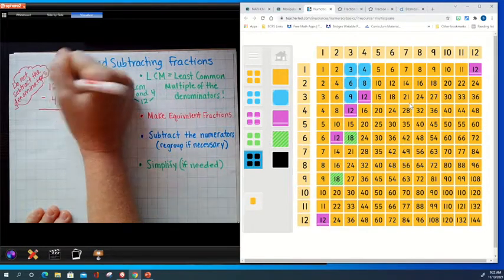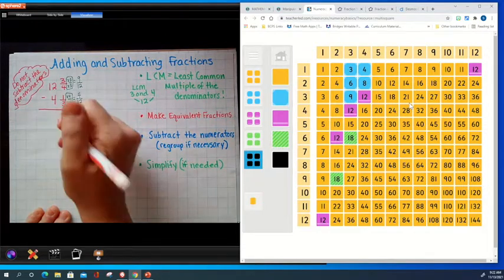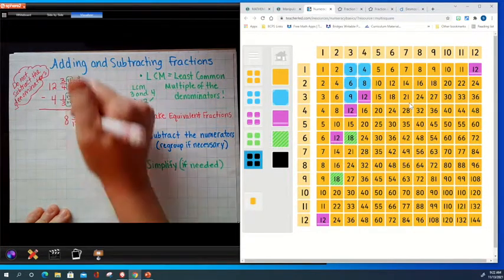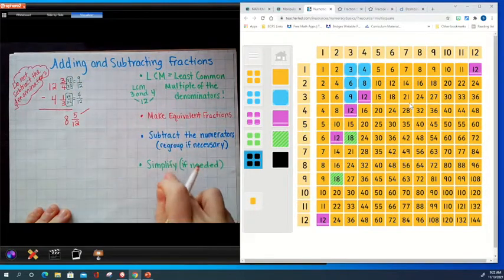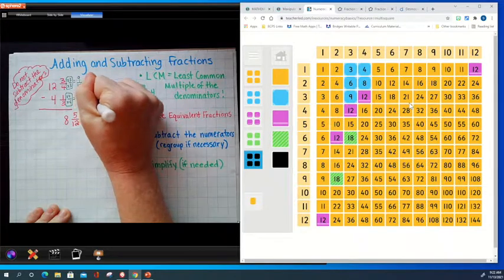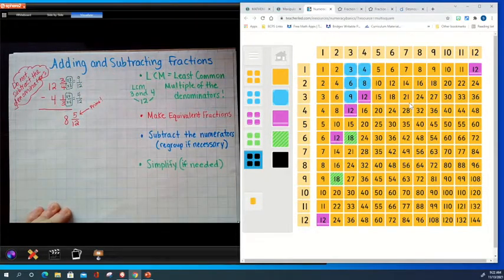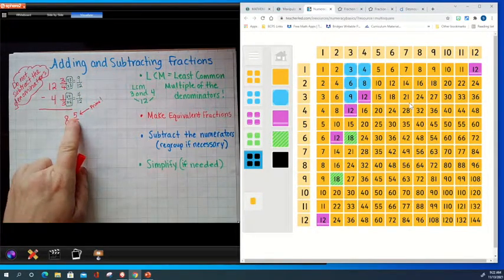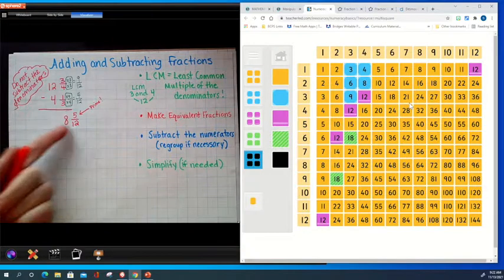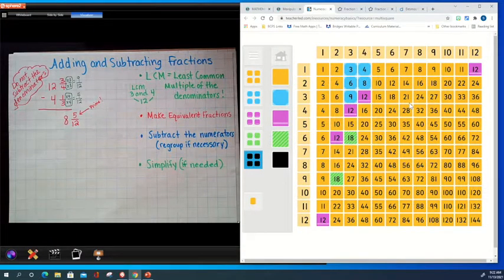Don't forget about the whole numbers. 12 minus 4, that's 8. And my answer is 8 and 5/12. Remember, we talked about simplify if needed. 5 is a prime number. 5 is prime. It has no factors but 1. 12 is even. 12 has a couple factors, but we can't use any of them to count by 5s, and we can't count by 5s and land on 12. So we're done. We didn't have to simplify for that one.